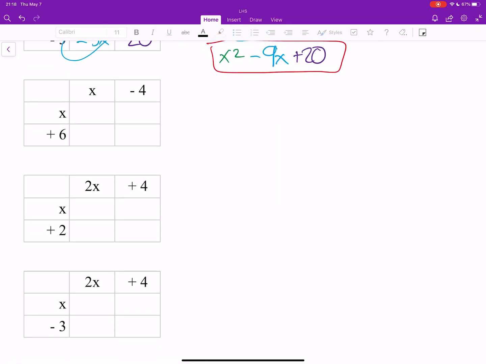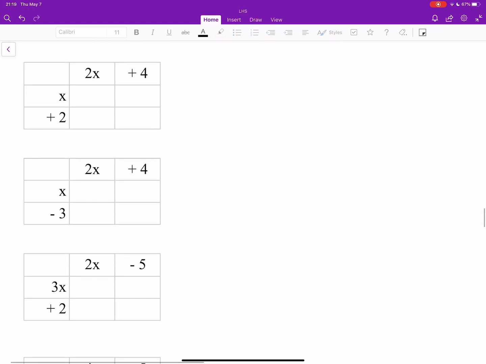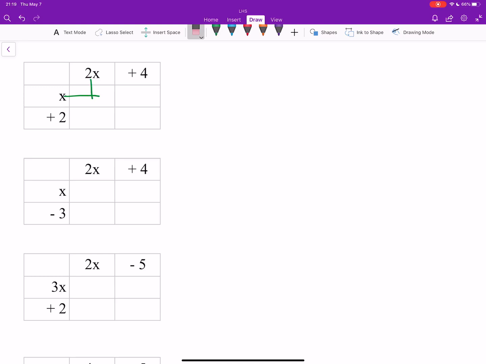Let me go ahead and skip down to something that's a little bit more difficult. This 2x plus 4 times the quantity x plus 2. There's a little more going on here, and this one is an example of a problem that might make it really useful for you to go back and watch those lesson videos and refresh your memory on how to multiply exponents. So again, in this first box, I have 2x times x coming together.